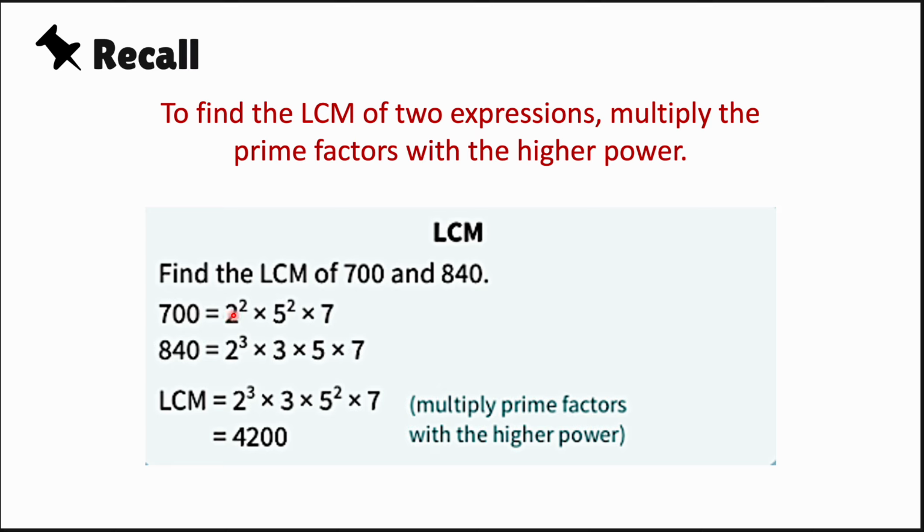So in here, 2 squared and 2 cubed is a common prime factor. You will get the one with the higher power. 3 is not common, but it is still part of the prime factors, so we copy 3. 5 squared and 5, we copy the one with the higher power. 7 and 7, we only copy 1. Okay, so that's the LCM of 700 and 840.